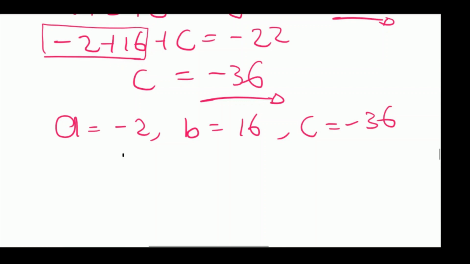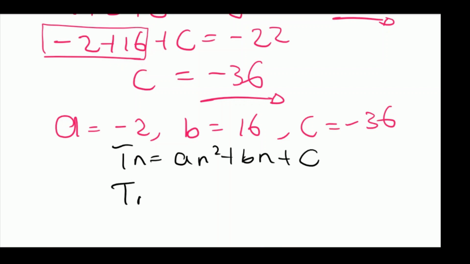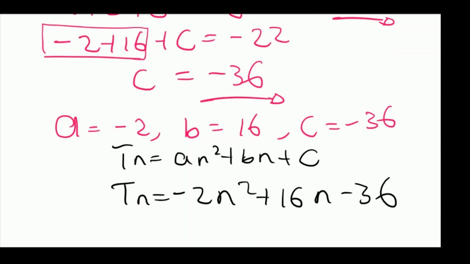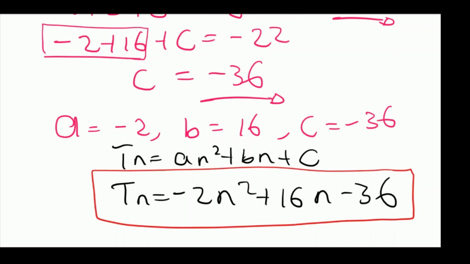Remember that our Tn is equal to an squared plus bn plus c. So we're going to substitute our values: minus 2n squared plus 16n minus 36. So this is the nth term of the number pattern.